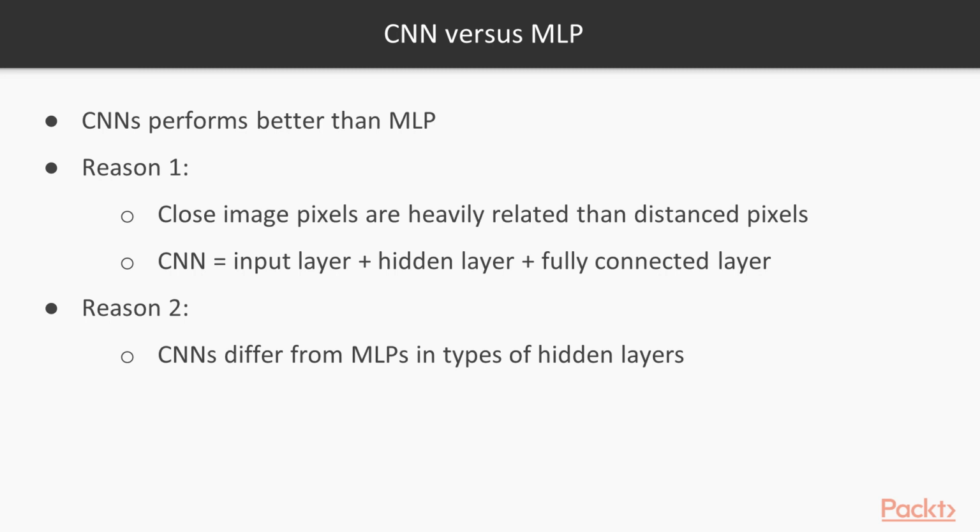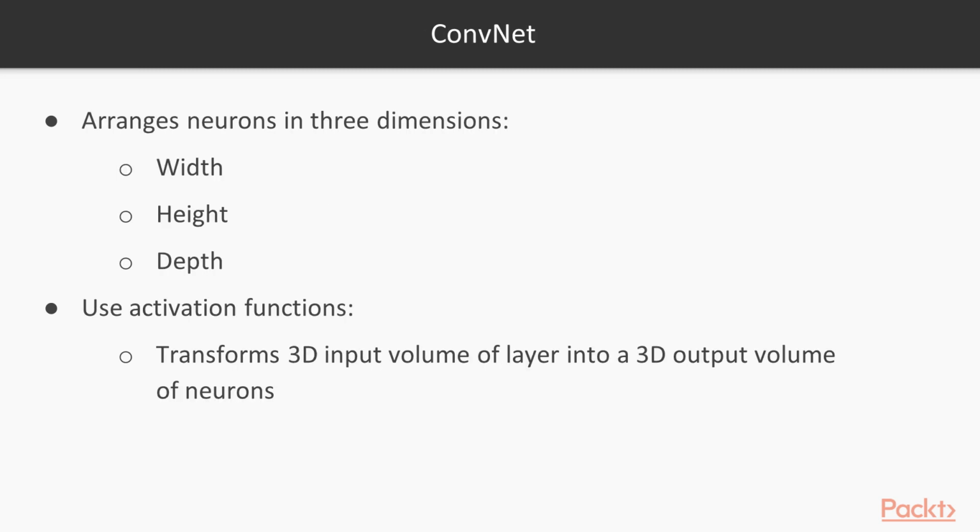CNNs differ from MLPs in the types of hidden layers that can be included in the model. A convnet arranges its neurons in 3 dimensions: width, height, and depth. Each layer transforms its 3D input volume into a 3D output volume of neurons using activation functions.